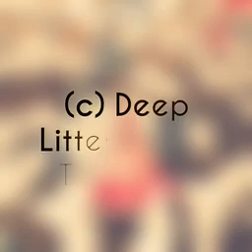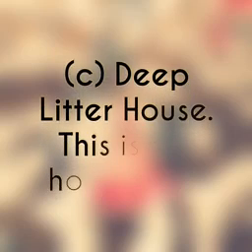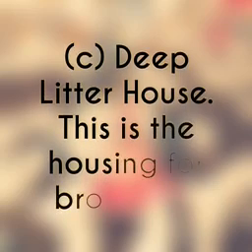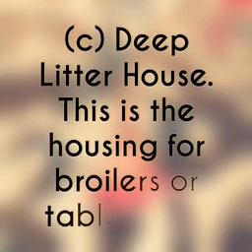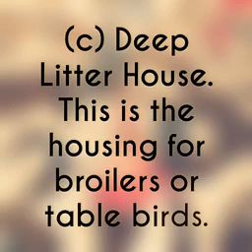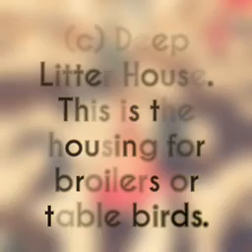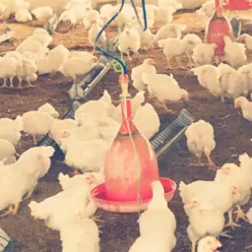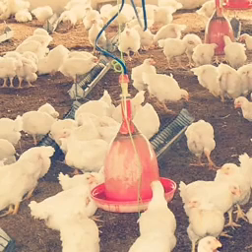The third type of house we're talking about today is the deep litter house. This is the housing for broilers or table birds. The wall is made of concrete or wood, and the roof is made of iron sheets or asbestos. The floor of the house must be made of concrete and covered with straws, dried grasses, or wooden shavings. Space for water and feeding troughs are also provided.